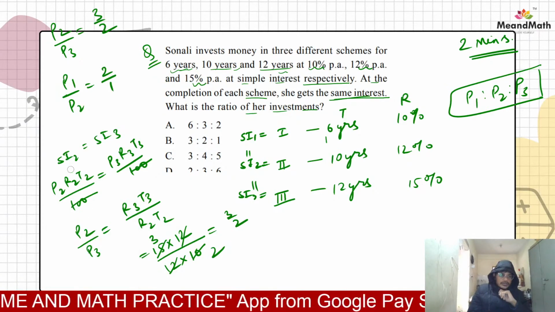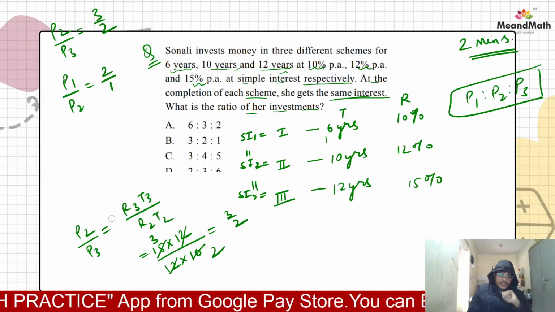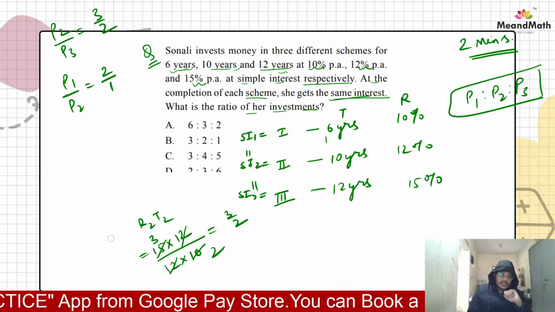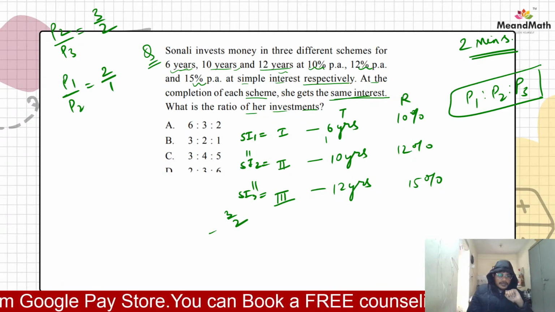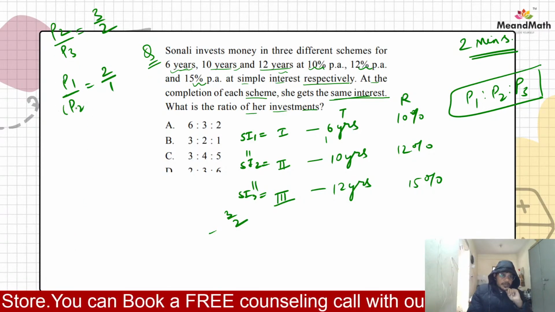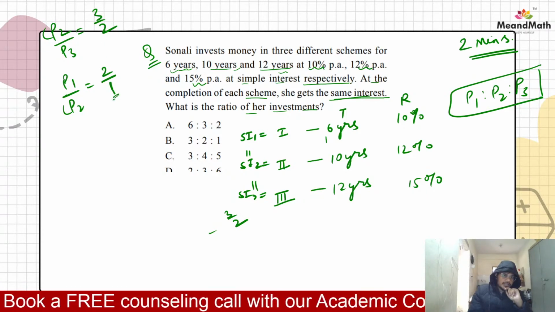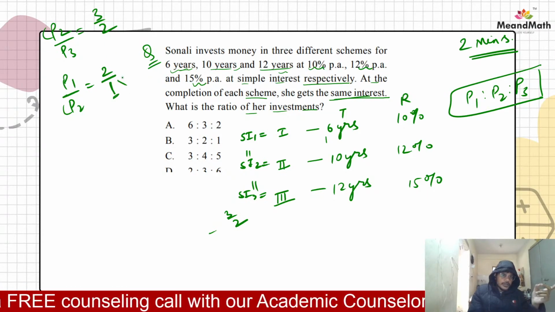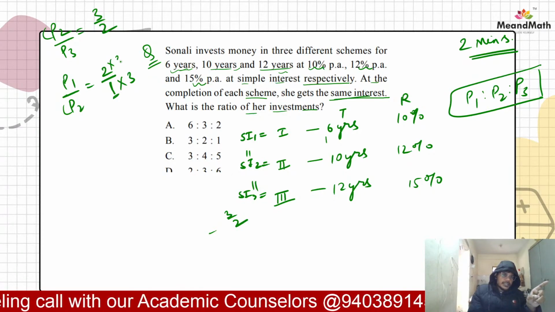Okay. Now you need to find out the ratio of P1 to P2 to P3, right? How would you do that? So see, which number is common here? P2 is common in both the terms. See, here is 1, here is 3. So make this number 3. How would you do that? You have to multiply this with 3. So if you are multiplying 3 here, you have to multiply 3 here.